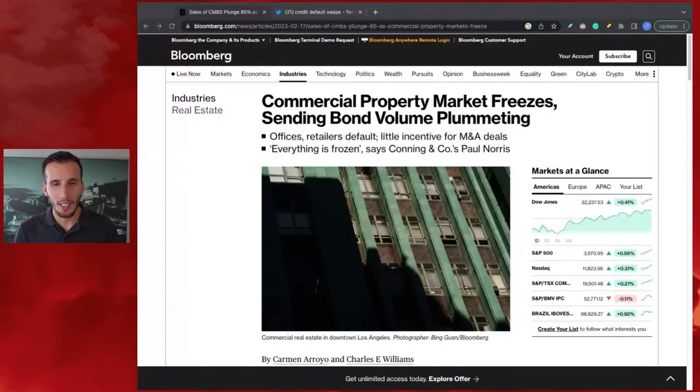The commercial mortgage-backed security market is freezing up and credit default swaps are going parabolic. What is this a sign of and what is happening? That's what we're going to be digging into in today's stream.